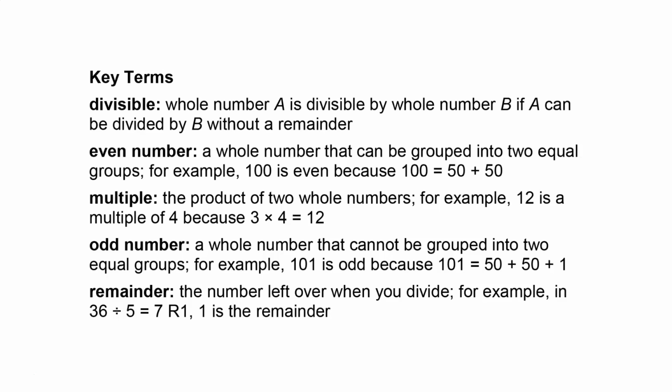Odd number. A whole number that cannot be grouped into two equal groups. For example, 101 is odd because 101 equals 50 plus 50, but there's 1 left over. Remainder. The number left over when you divide. For example, in 36 divided by 5, the result is 7 with a remainder of 1. So 1 is the remainder.